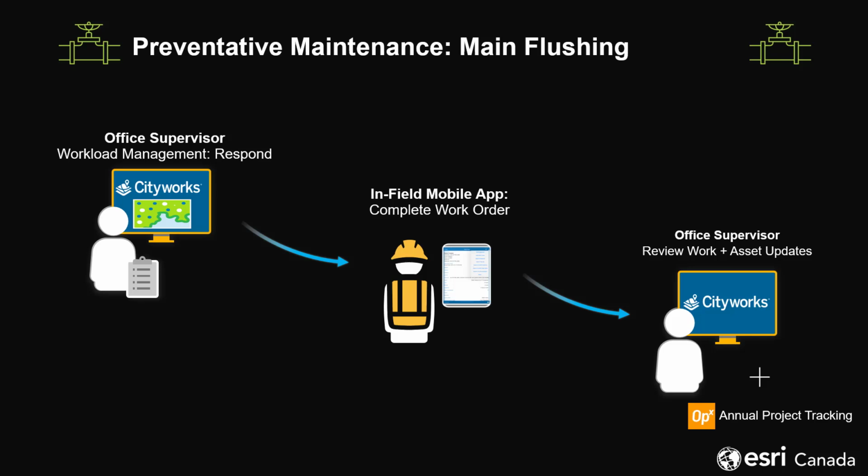Let's review what we've done so far. So first, as the supervisor, we were able to create a work order for sanitary main flushing and assign it to a field worker. The field worker was able to capture the results of their work order using the mobile app. Once that work order was completed, we reviewed it again as our office supervisor and reviewed the results. Once we were satisfied, we closed off the work order and we saw how the results of that work activity updated our GIS symbology.